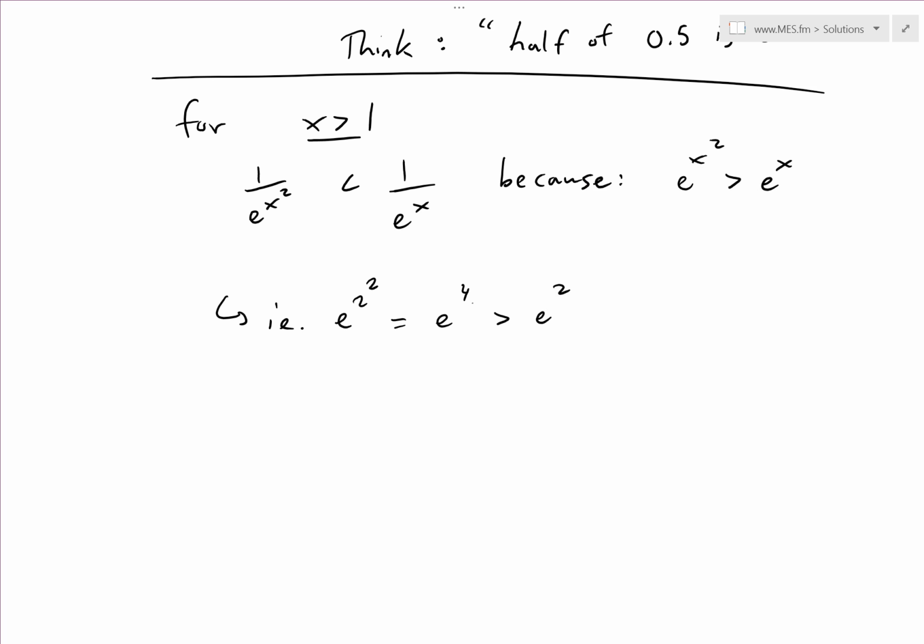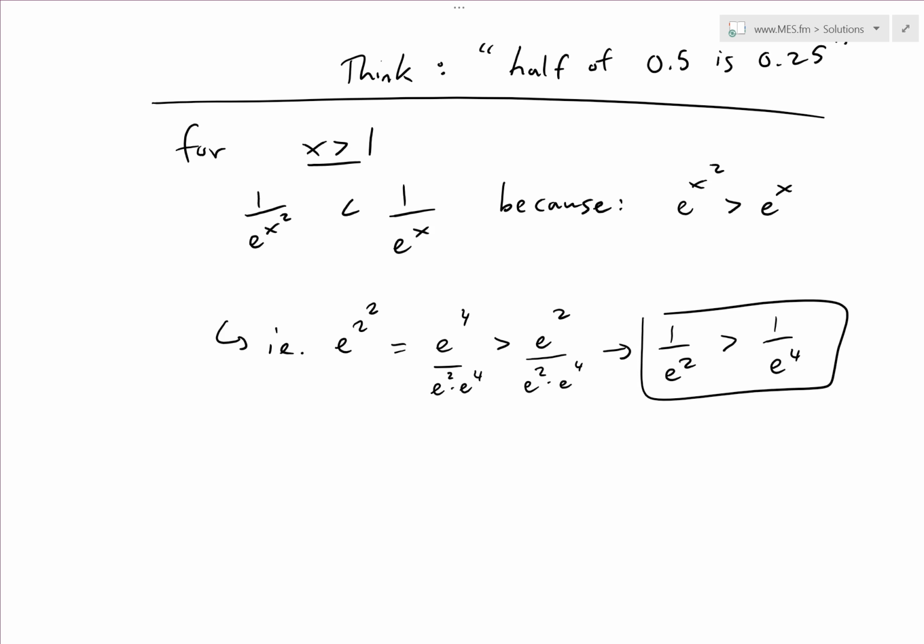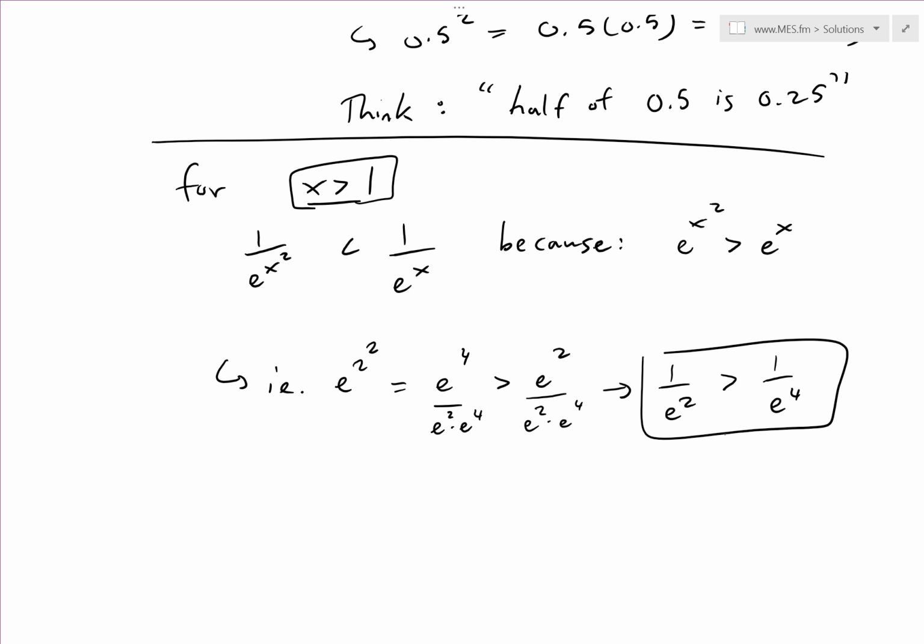You could also divide both of these by a common denominator, e squared times e to the 4. Then e to the 4 cancels, so 1 over e squared is greater than, and this cancels, 1 over e to the 4. You can even do it that route and you're always going to get the same thing as before. So this function is bigger than this function for x greater than 1.